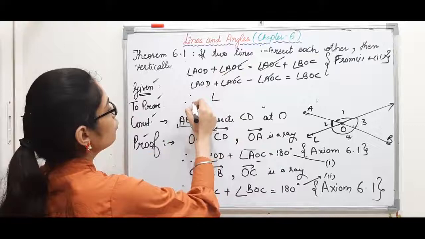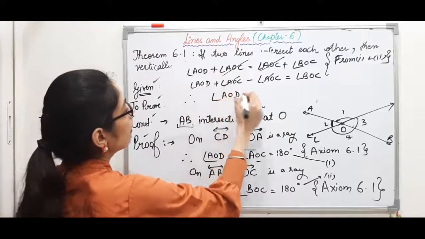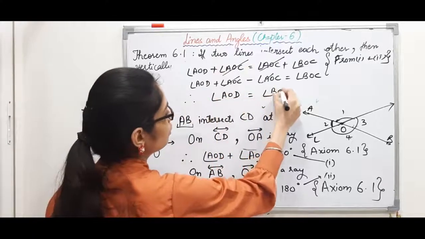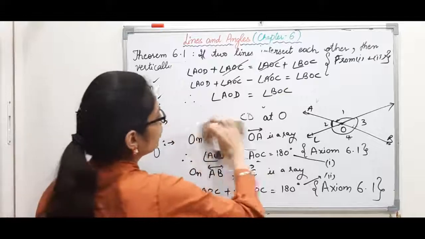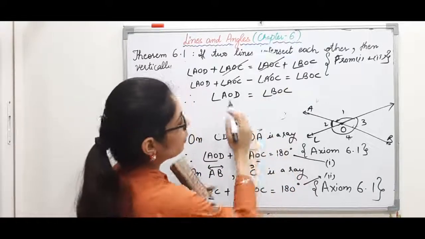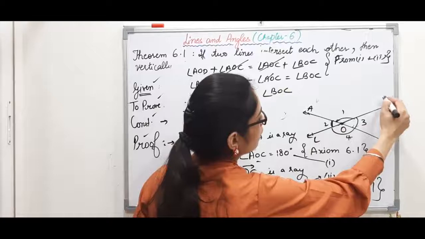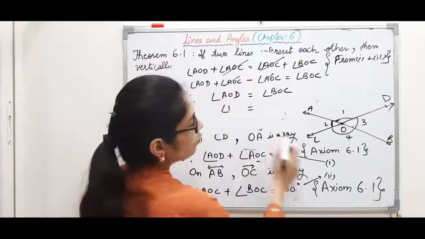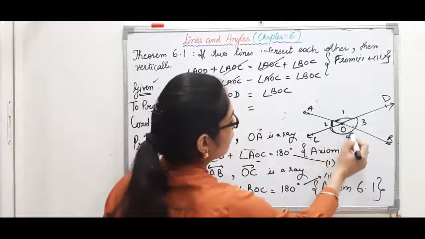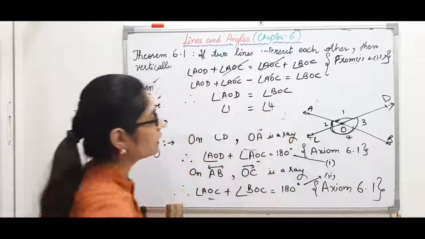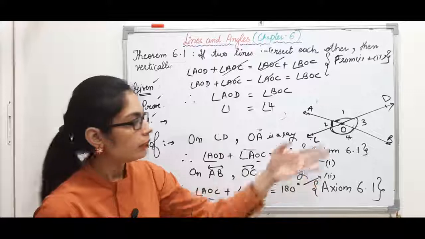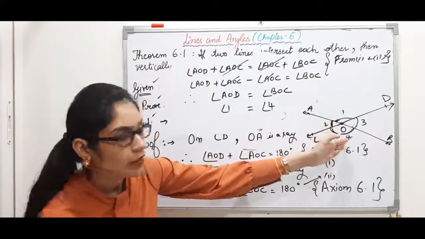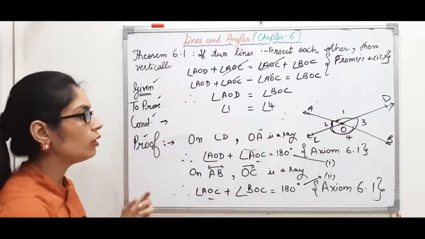Now therefore the remaining terms we can write: angle AOD is equal to angle BOC. So which is your angle AOD? AOD, this one, angle 1. So here I can write angle 1. BOC, angle 4. Angle 1 is equal to angle 4. See, this is how I explained to you: angle 1 is the vertically opposite angle of angle 4. So that's what we have already proved.